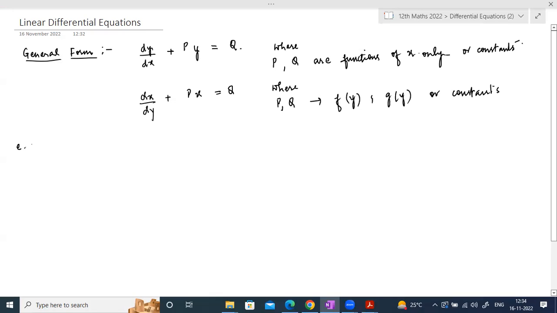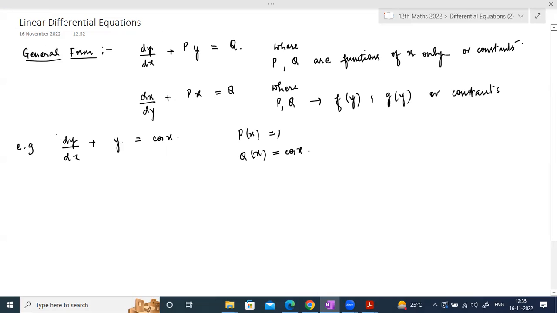Yes. So can we have an example of a linear equation? dy by dx plus y is equal to, let's say, cos x. What is P here? One. Yes, P of x is 1. And what is the Q function? Cos x.